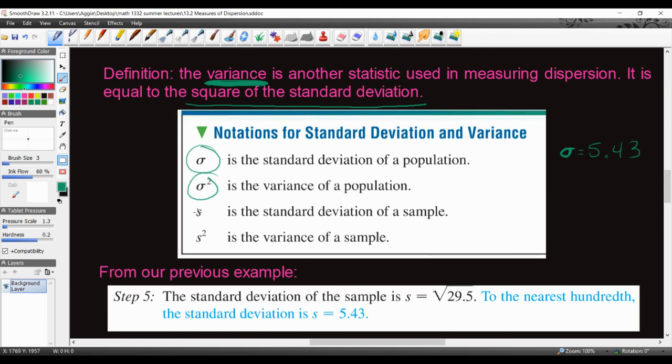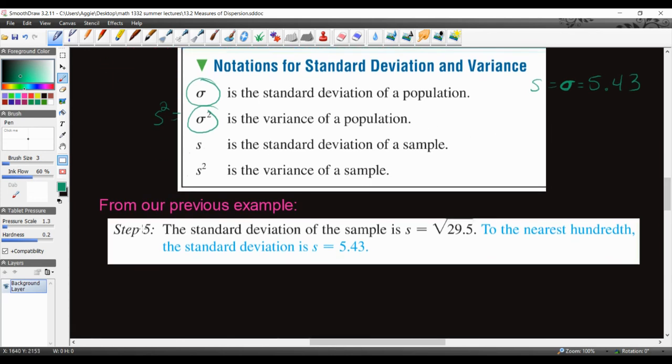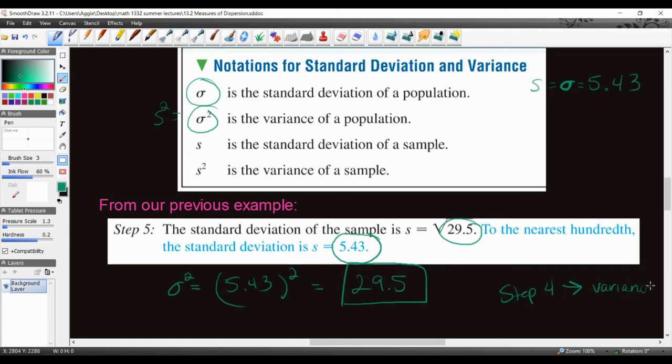You can also use these notations here. Instead of using this, you can use S, and instead of using this one, you can use S squared. Just to go back to what this is, it's the square of the standard deviation. From our previous example, we saw that the standard deviation was 5.43. So the variance would just be 5.43 squared, but we already know what that is because we're just going backwards. It's going to be 29.5. That's what we had for step 4. So step 4 will give you your variance.